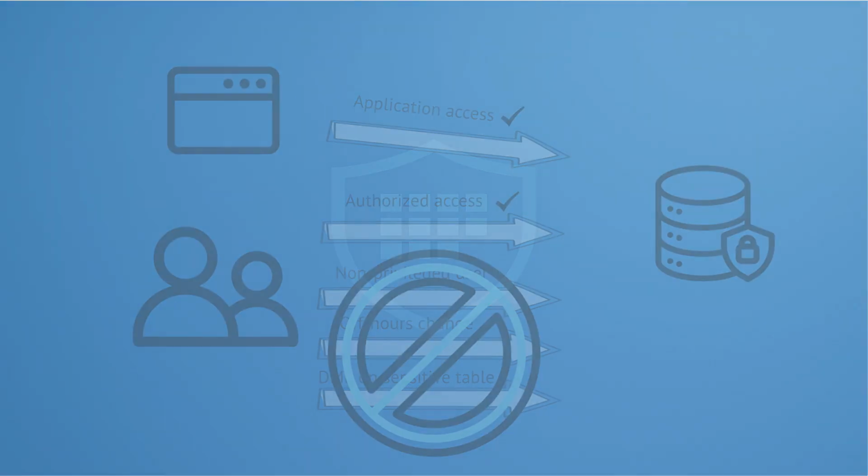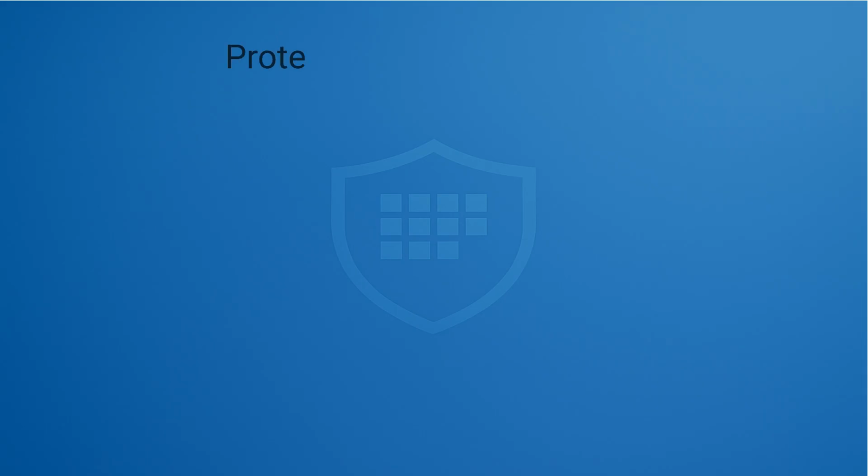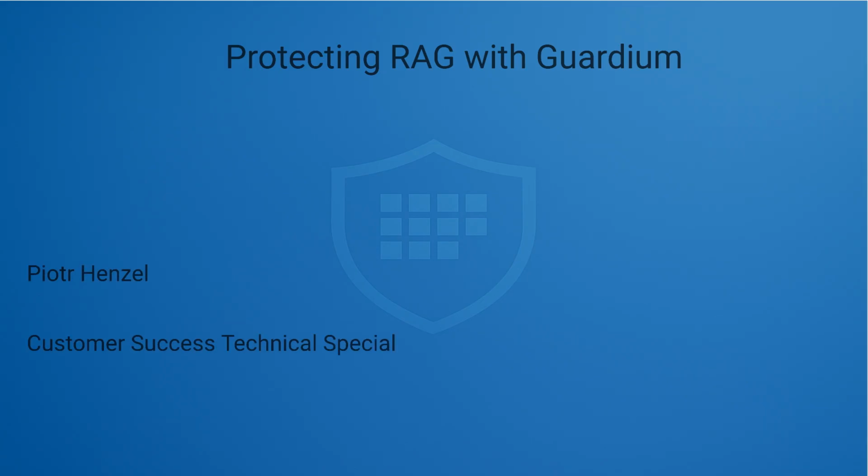This simple demo shows how vulnerable an LLM pipeline can be when your vector database becomes a blind spot. Guardium helps organizations regain visibility, detect anomalies, and enforce security policies, even in modern AI-enhanced environments.